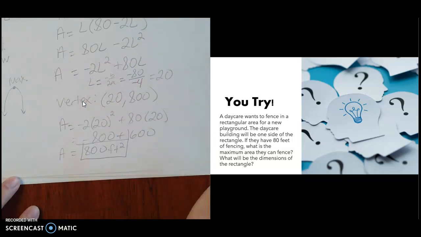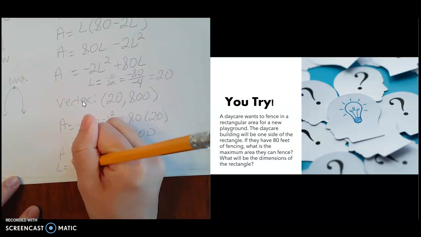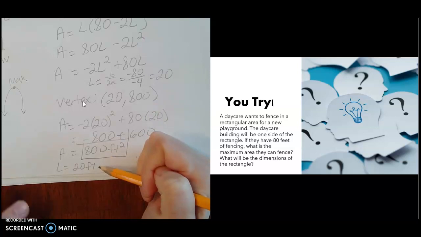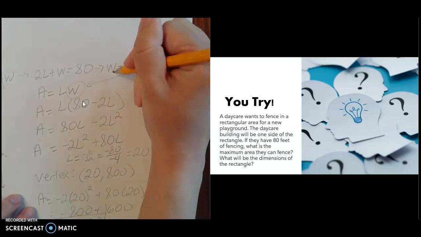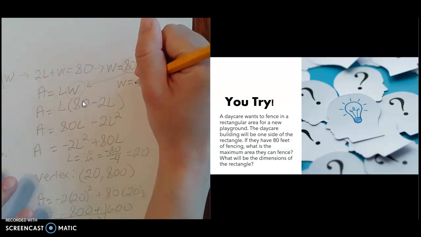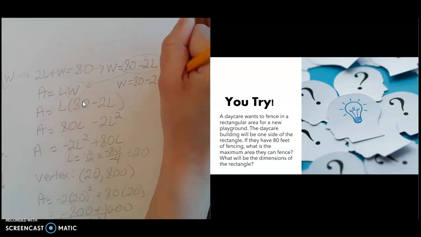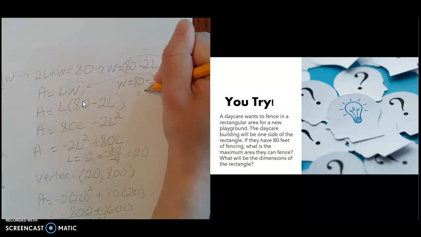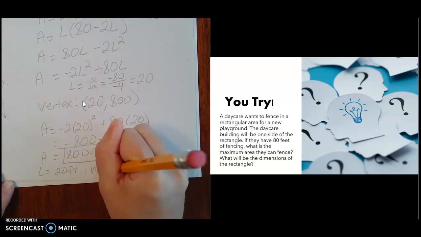What are the dimensions of the rectangle? Well, we found length. We know the length is going to be 20 feet. Ta-da. And then we also need the other dimension, which would be width. Probably the easiest way to do that would just be to do width equals 80 minus 2L. So my width for that maximum area spot would be 80 minus 2 times my L value, which is 20. 2 times 20 is 40, and 80 minus 40 is 40. So now I have my width, which would be 40 feet.